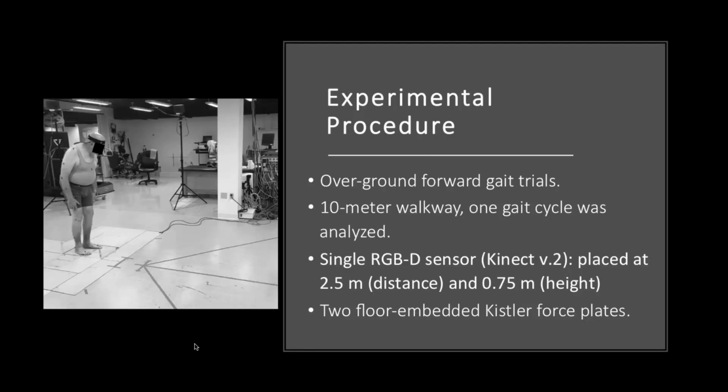In our experimental procedure, we did, as I said, overground gait trials. We did that in 10-meter walkways, and we picked one gait cycle in the middle of the walking distance to avoid the acceleration and deceleration phases of walking. So we did a middle gait cycle, if you will.